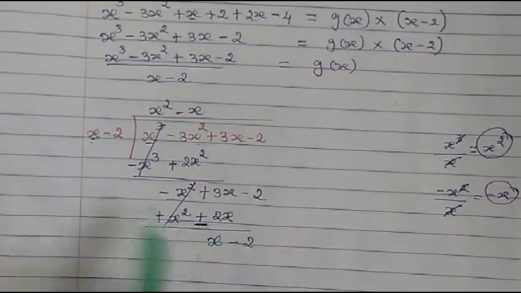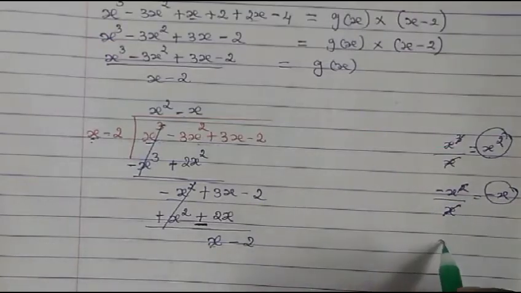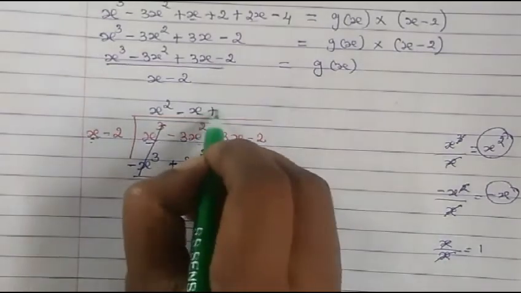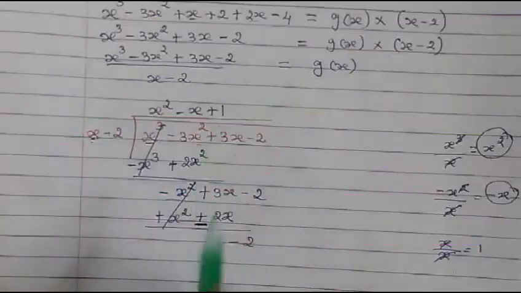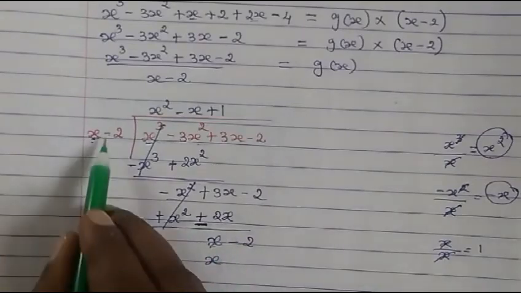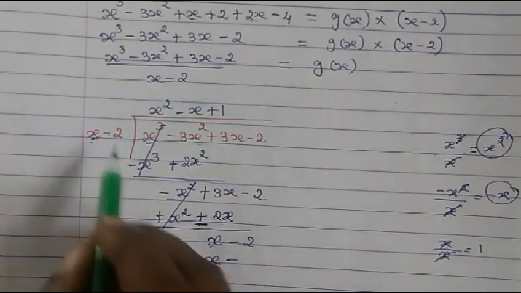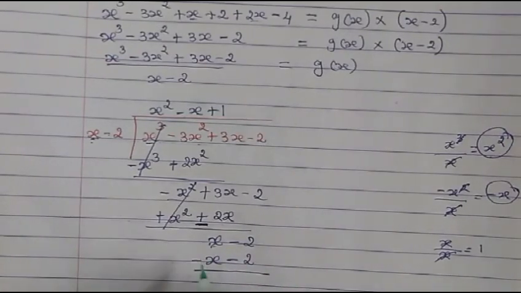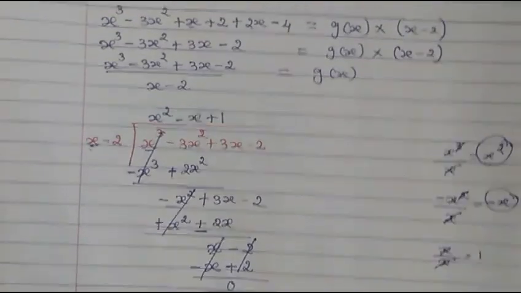So now again, the divisor here has degree 1, here also degree 1. So we can divide. So this x we will take here and this x gets cancelled. We are left with the value 1. So plus 1. So x into 1 will give us x, minus into plus will give us minus, 2 into 1 will give us 2. Change the sign, this will become minus, this will become plus. So this gets cancelled, this also gets cancelled. So the remainder is 0.